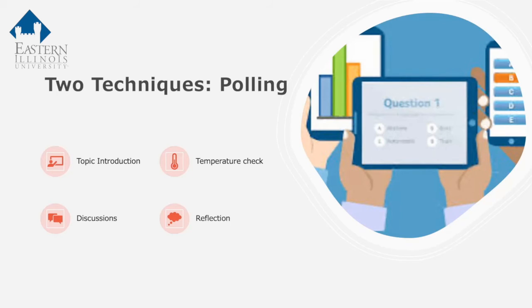Polling can be used for different purposes throughout a synchronous meeting session. It can be used at the very beginning of the course, before you explain a topic. Asking a question about the topic can trigger students' interest in later learning. Polling can also be used during the course for a temperature check. The results can give you a quick sense of where your students are at, what misconceptions they might have, what matters to them, and more.